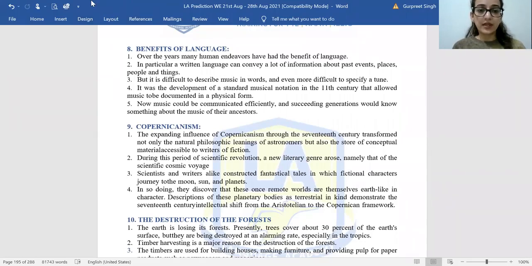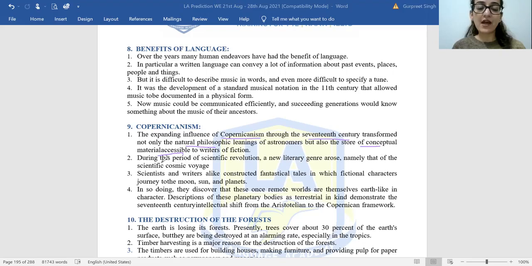So number 9, the expanding influence of Copernicanism through the 17th century transformed not only the natural philosophic learnings of astronomers, but also the store of conceptual material accessible to writers of fiction. What is important? We are talking about this. Then we have a time period. And then we have two things. Not only this of astronomers, but also some kind of material for fiction. So these are the elements that we should mark so that we can find sentences related to any of this one element.